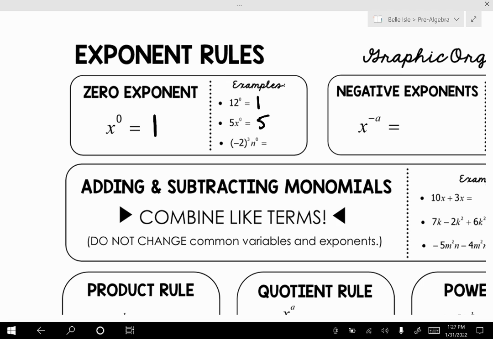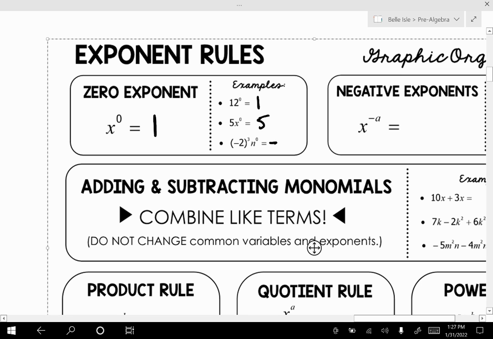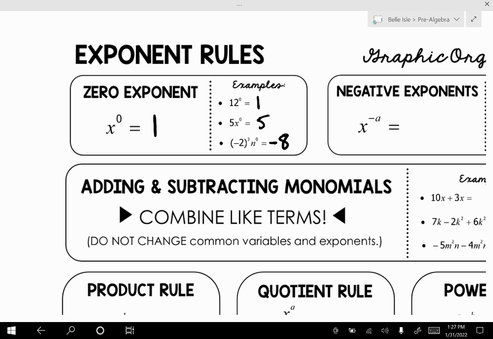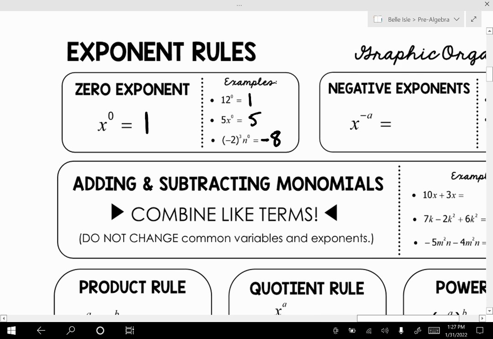Negative 2 to the 3rd power times n to the 0 power. Almost. You went one too many with the 2's. Yeah, there you go. Negative 8. Okay? Negative 8. So we have n to the 0 power. That's just 1. We have negative 2 to the 3rd power, and that is negative 8. Okay? Let's move on to the negative exponents.